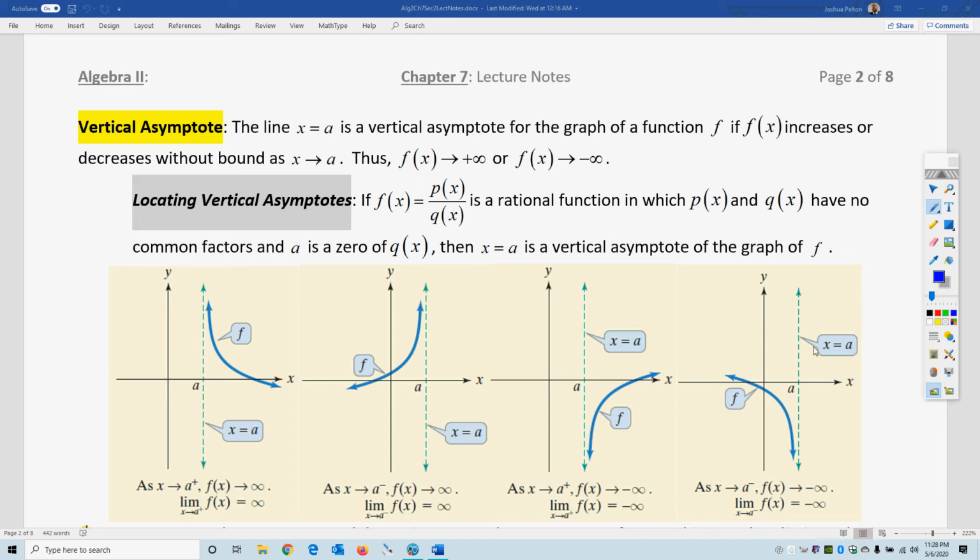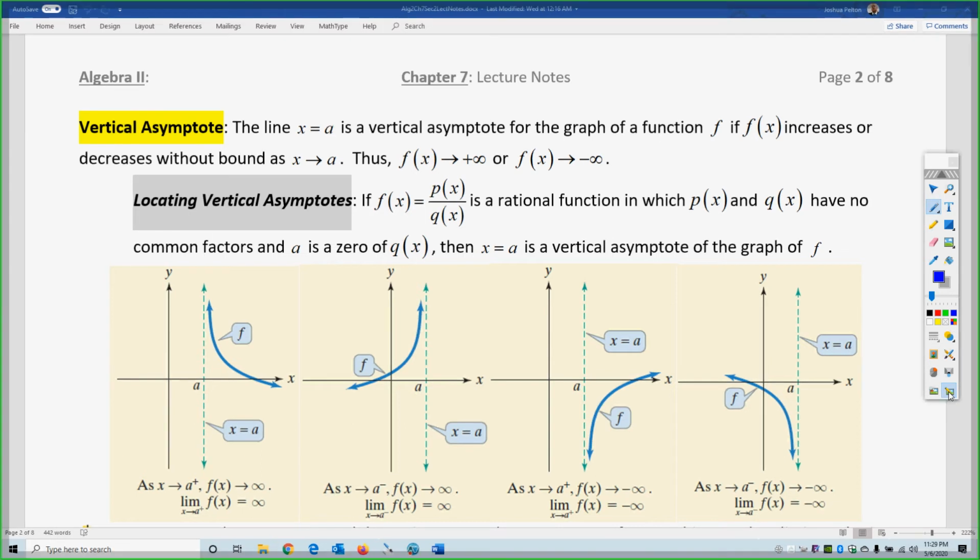This is Professor Peld, and this is Algebra 2, Chapter 7, Section 2 on graphing rational functions.